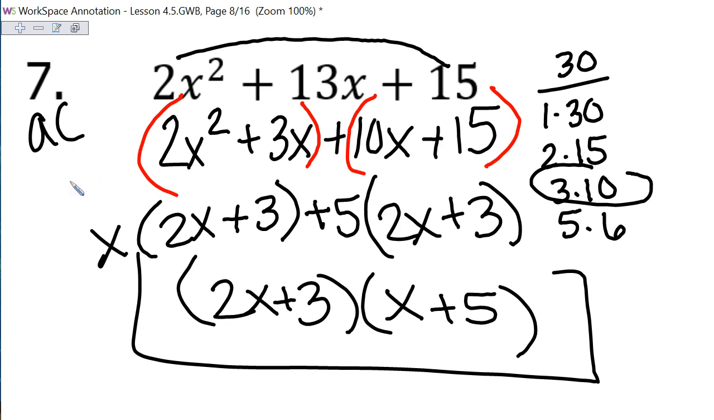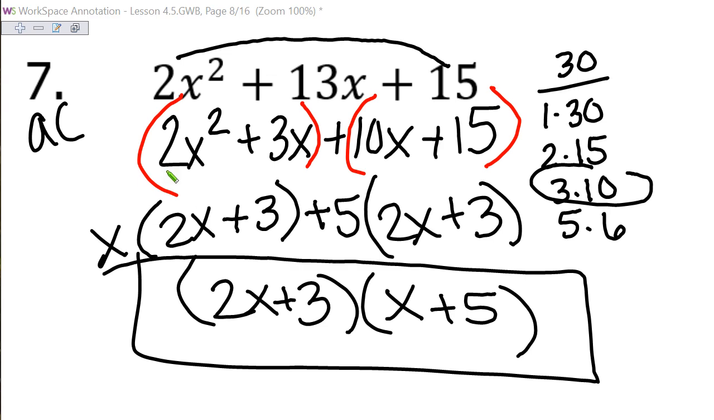I have a question. Yes. Are the binomials always going to be the same? These 2 right here should always be the same if you factored correctly. So if those do not end up being the same, you made a mistake somewhere. Go back and check your work.